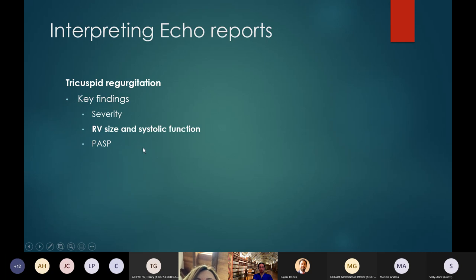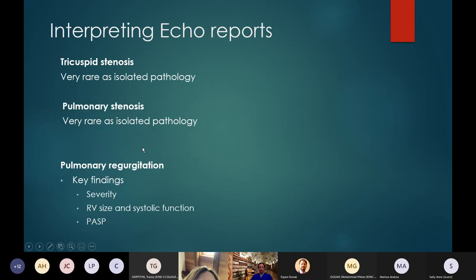I will not bother you with that. Now, tricuspid stenosis is very rare as an isolated pathology. If something like that comes across an echo report, that needs to be seen by a cardiology team, the valve clinic, as Ronak mentioned before. And the same applies to pulmonary stenosis and pulmonary regurgitation, especially if it's more than moderate. So these are quite uncommon pathologies, and need to be seen in the valve clinic.